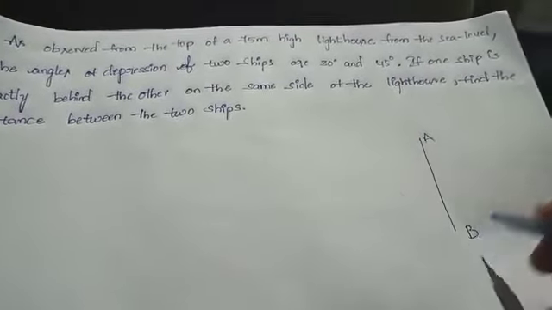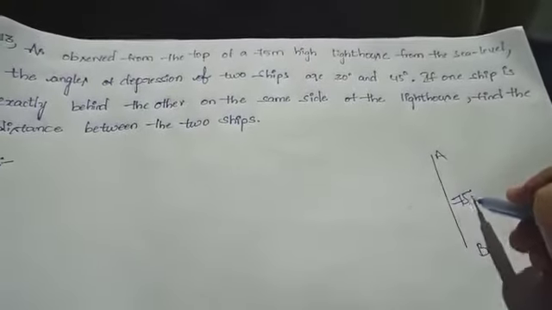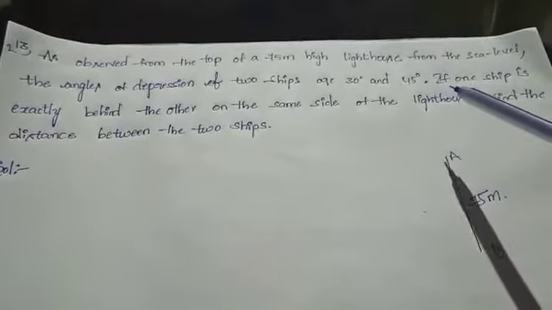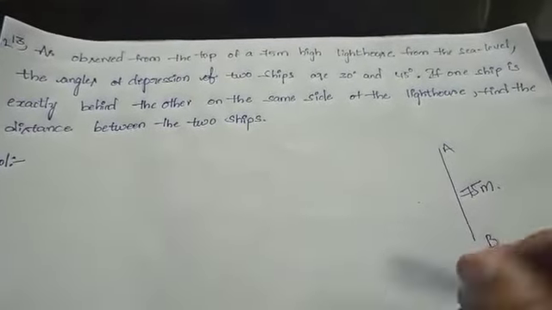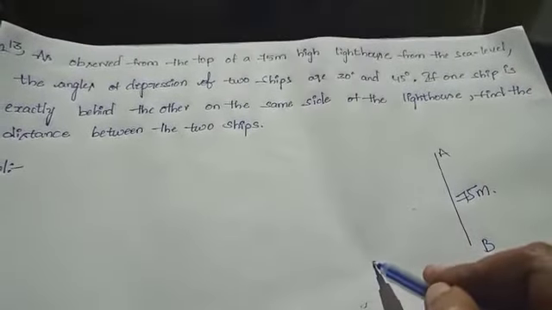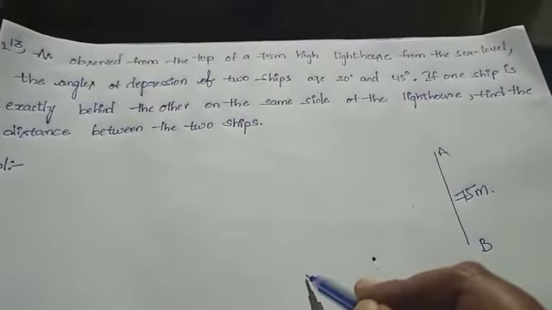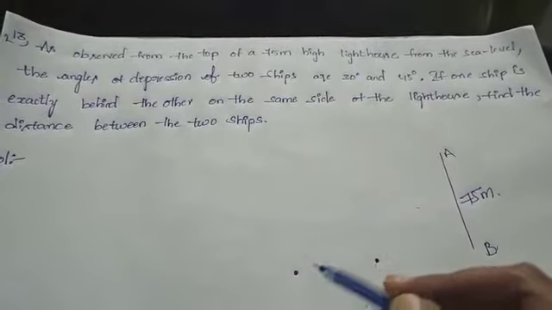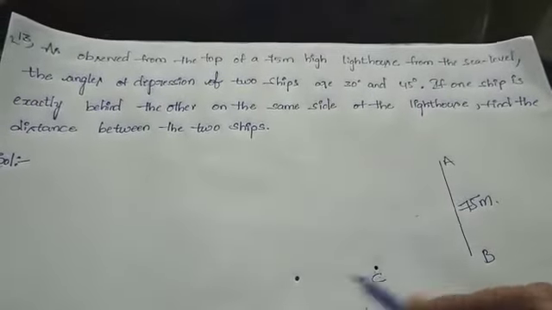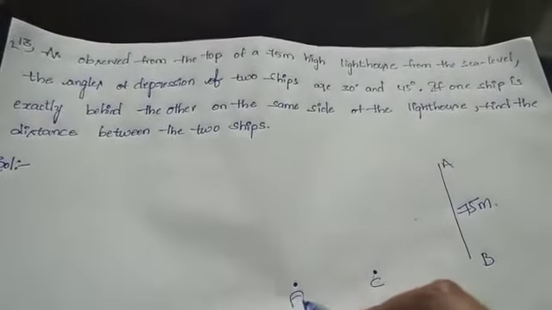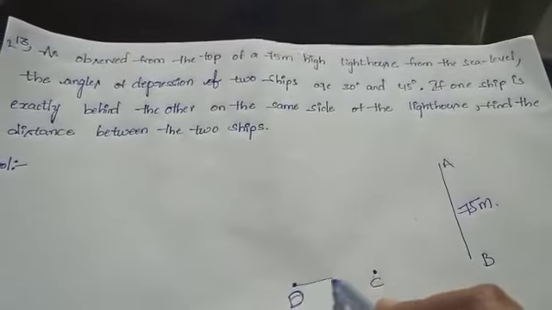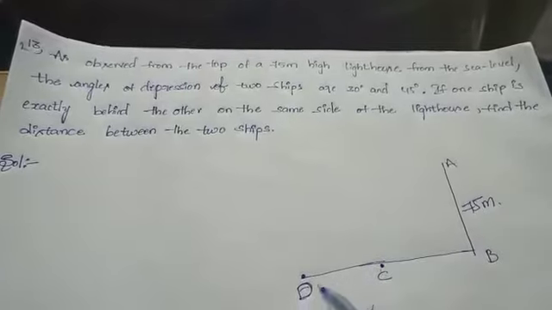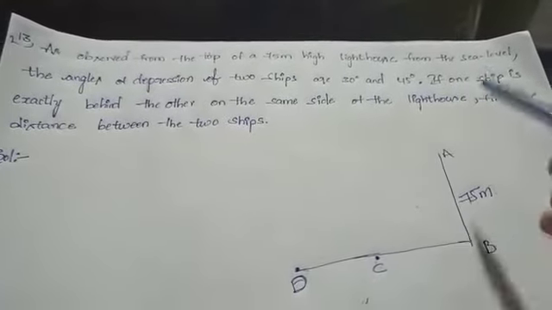Here, let AB be the height of the lighthouse, 75 meters, and C and D are the positions of the two ships. This is the sea level.